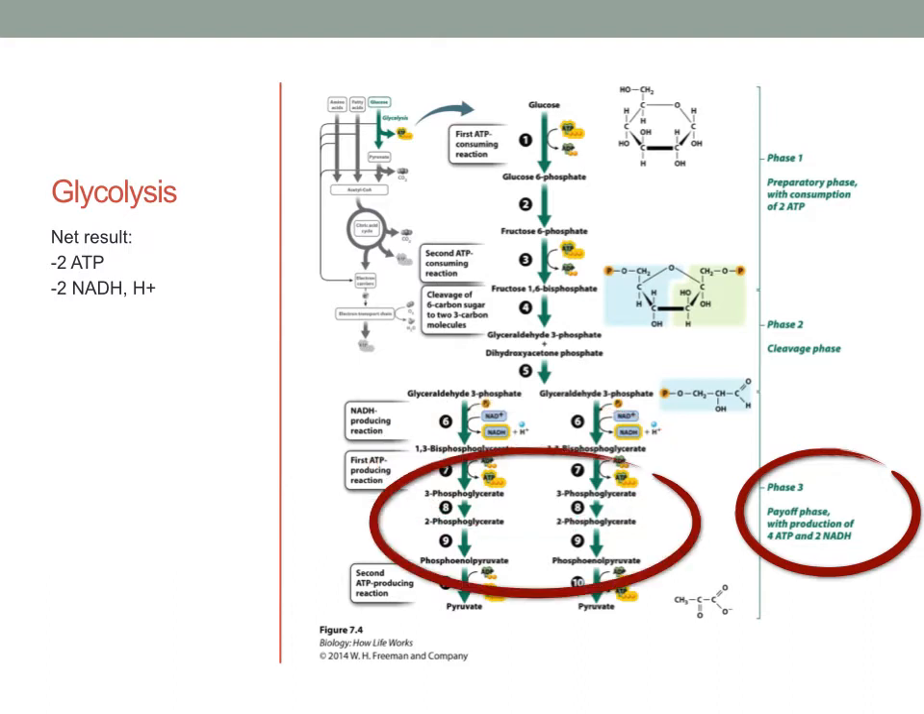Then the 3-phosphoglycerate will be converted into the 2-phosphoglycerate, so it means that the phosphate group is just moved from carbon 3 to carbon 2. It will then be converted into the phosphoenol pyruvate, so it is another type of molecule. Again, this reaction doesn't consume energy, doesn't produce energy, but is happening spontaneously.